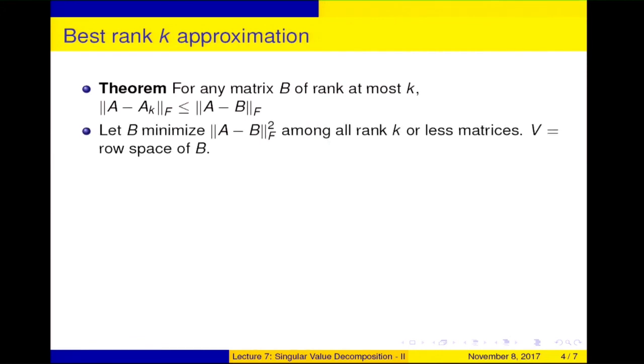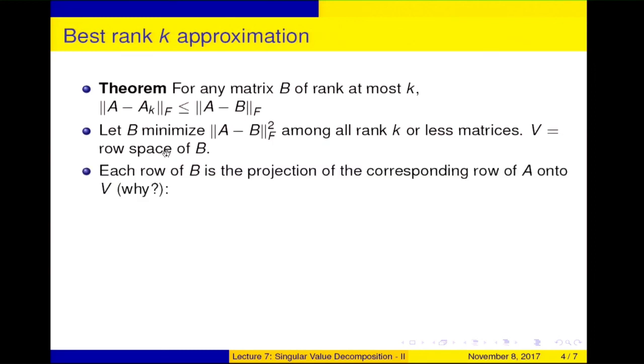So the proof: take B that minimizes that among all rank k or less matrices. I don't have to keep saying it, but this minimum exists, right? Again, the set of rank k matrices looks unbounded, but it's not. So you have to convince yourself that the minimum exists, but it does.